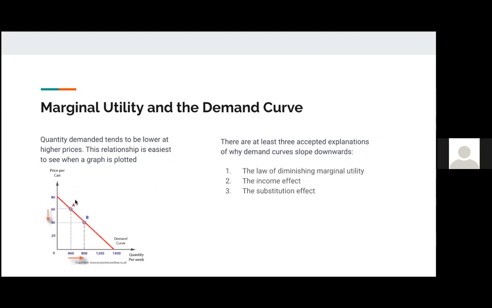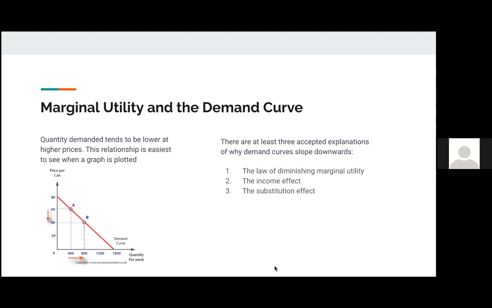The takeaway from this is that the quantity demanded of goods tends to be lower at higher prices. You can see this when the graph is plotted. On the x-axis down here, we have quantity demanded, and on the y-axis, we have price. As the price is 0, quantity demanded is all the way down here, 1,600. But as price increases, we can see that the quantity demanded keeps decreasing, and vice versa. As the price is decreasing, we can see that the quantity demanded keeps increasing.